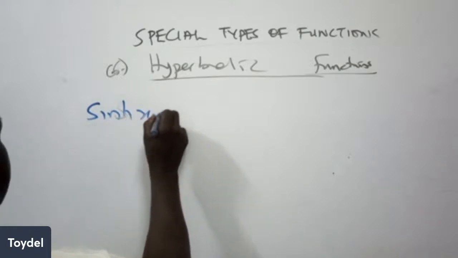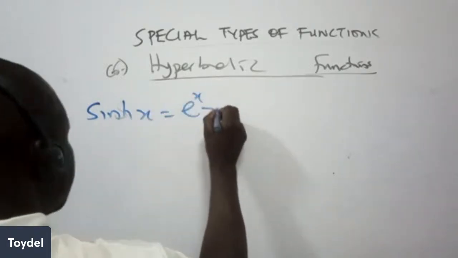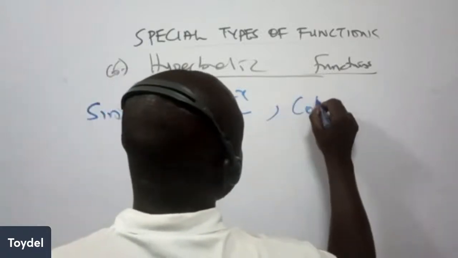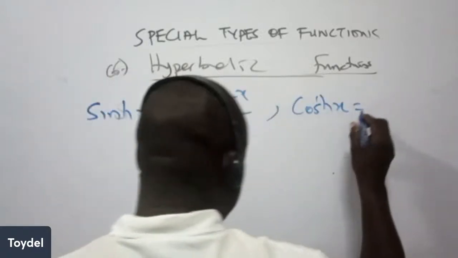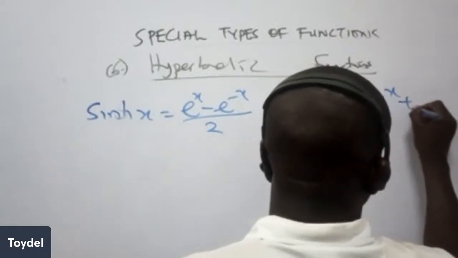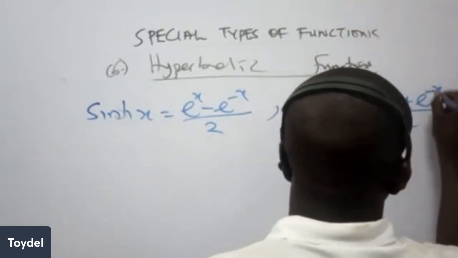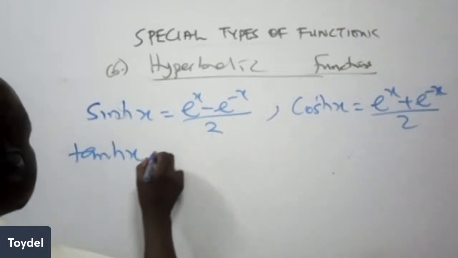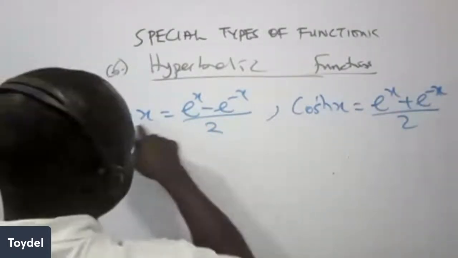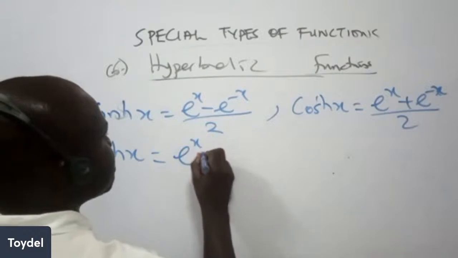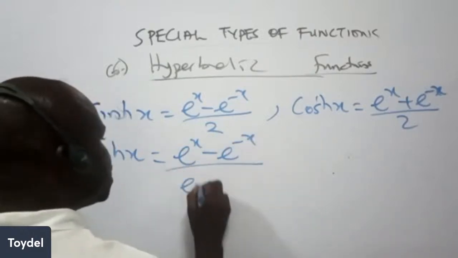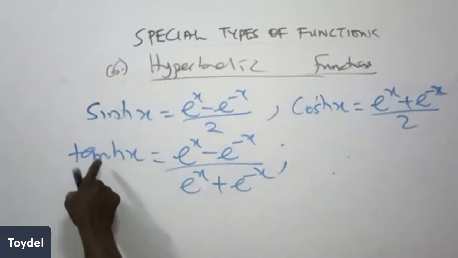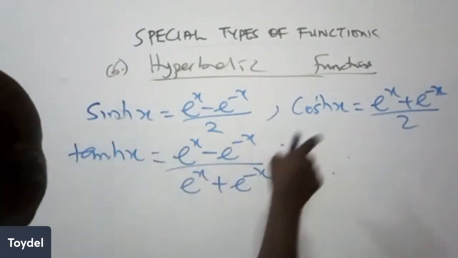We can say sinh x is the same thing as e raised to x minus e raised to minus x, all over 2. We can have cosh, and this is defined as e raised to x plus e raised to minus x, all over 2. And we have the tangent of it also, tanh x, which is the same thing as sinh over cosh. It will be e raised to x minus e raised to minus x, all over e raised to x plus e raised to minus x. You know, tanh is the same thing as sinh x divided by cosh x.